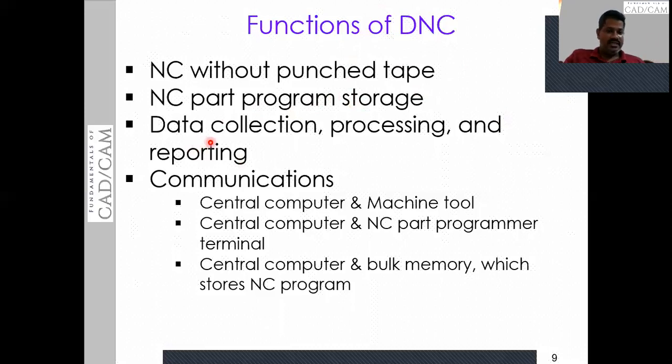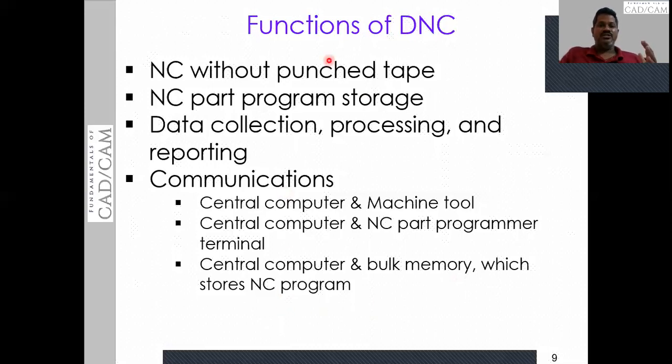Then it must be able to collect the data, process it, and finally generate reports according to necessity, which may be useful to the shop floor, to the inventory, and to the management side. So this DNC must have the capability to generate reports which are necessary from the management perspective also. Then it must be able to communicate. That means this DNC must have the function to communicate with the machine tool. There must be communication between the central computer and the machine tool, the central computer and the NC programmer terminal, and the central computer and the bulk memory which stores the number of programs.